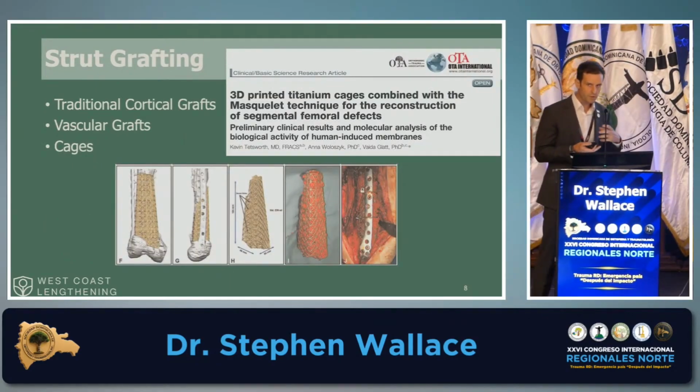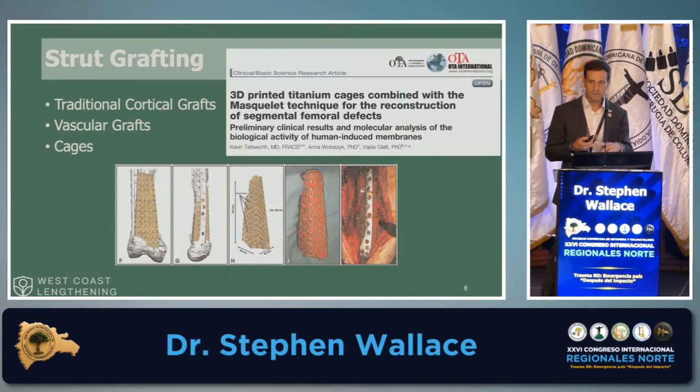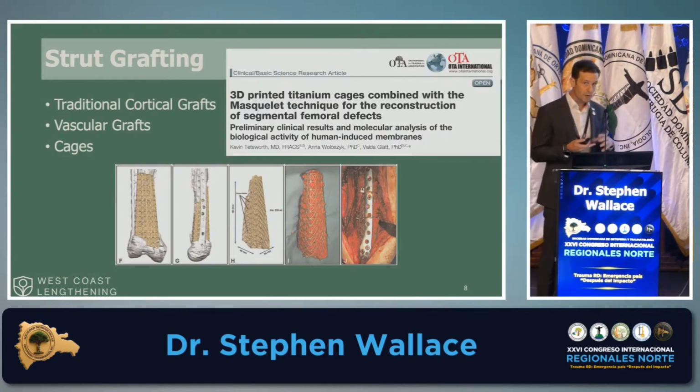Strut grafting, just to go through all the options, is traditionally cortical grafts taken from cadaver bone. Better is likely a vascular graft if you have access to that. It would be like a free fibula vascularized graft. And now people are 3D printing titanium cages, which graft can go inside. There are some new up-and-coming strategies to do that, and I think there are some advantages to that, but in the correct patient.